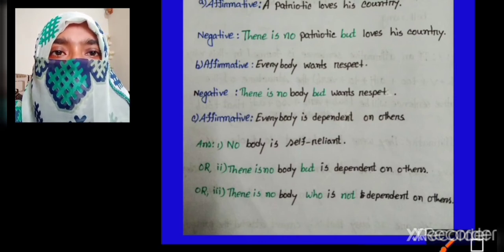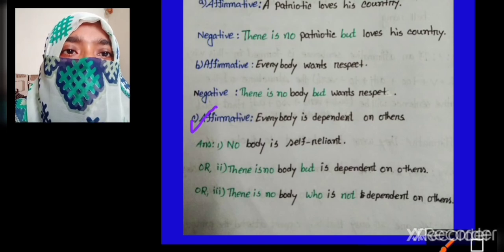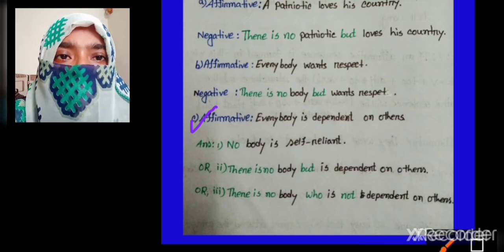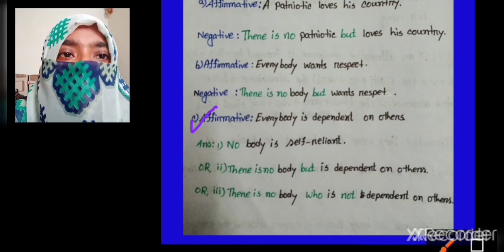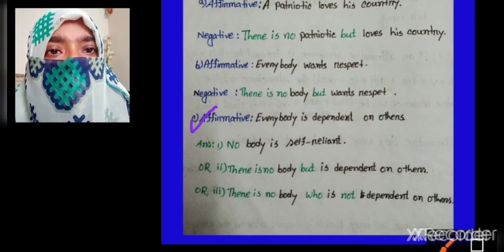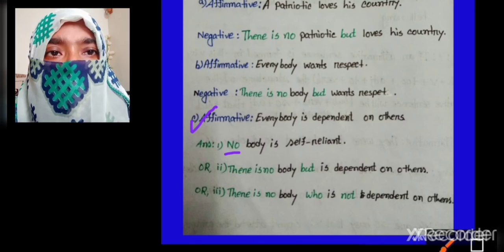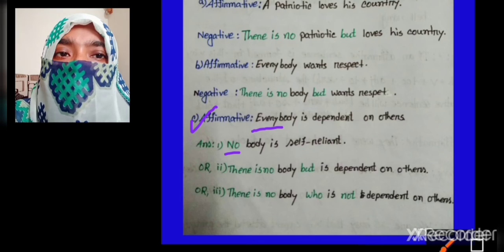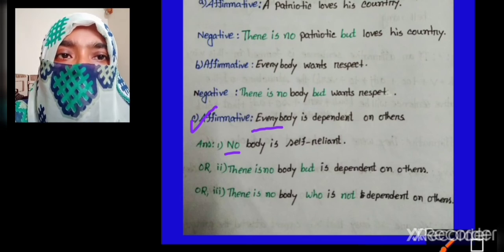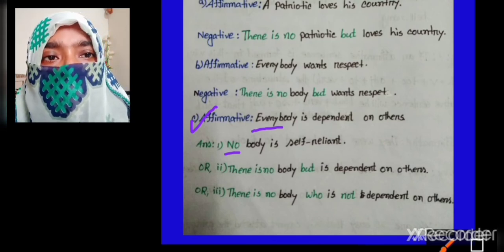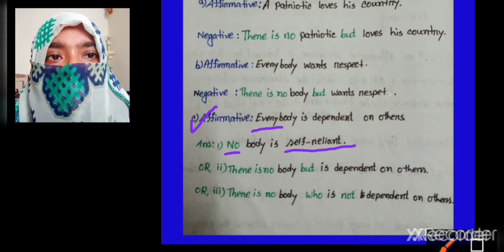Sentence number C, everybody depends on others. First answer, nobody is self-reliant. Here you can use only no instead of every. Instead of this word every, we can use only no. If we use no, we'll have to bring an opposite word of the verb or adjective.